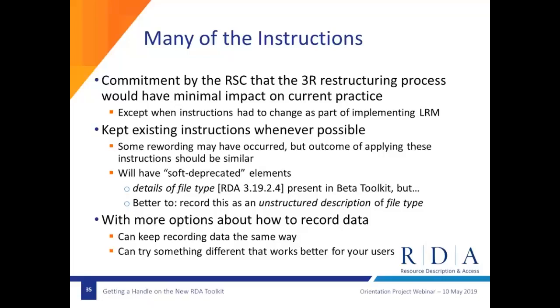The outcome of applying the instructions should be similar even if the wording is slightly changed. And right now we have what we're calling soft deprecated elements. All of the details of elements in the original toolkit, such as details of file type, are present in the beta toolkit. But when you go to that page, it makes it clear that it's better to record this as an unstructured description of file type or whatever else your details of element was.